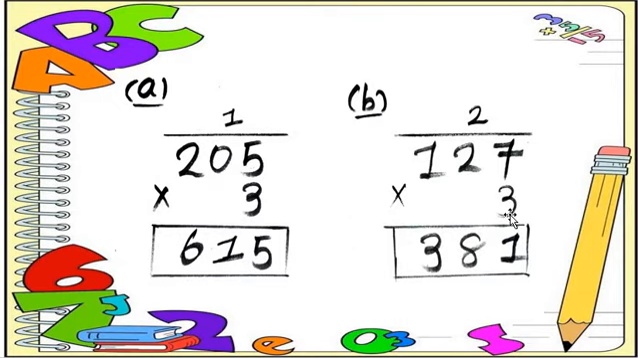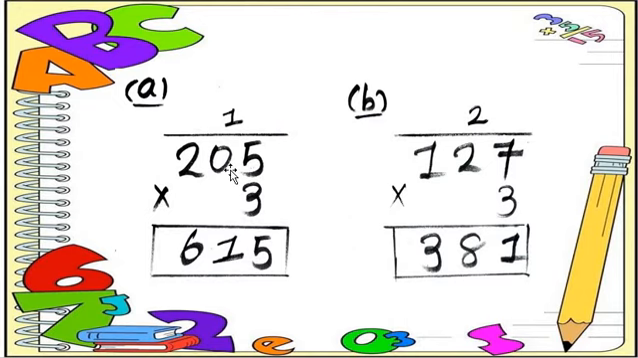Again I am repeating for you all students, question number A and question number B. 205 multiply by 3. So 3 5s are 15. 5 here and 1 as a form of carry.